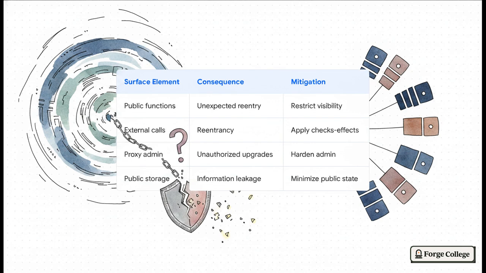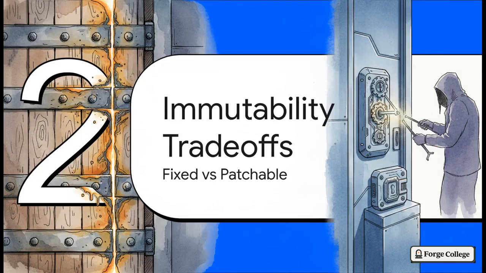The practical mitigation for all of this? Relentless minimization. Seriously, be a digital hermit. Restrict visibility, minimize your public state, and apply strict guards everywhere. All right, moving to part 2.